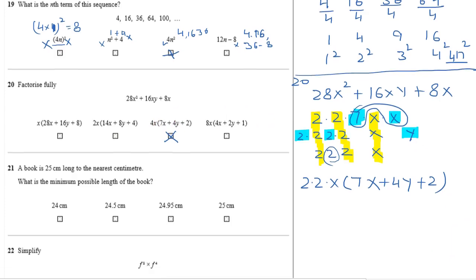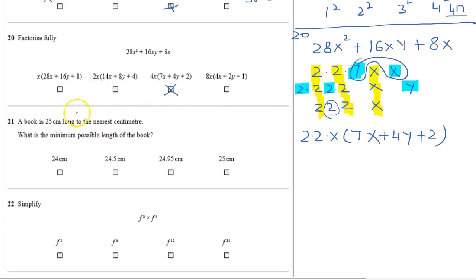A book is 25 centimeter long to the nearest centimeter. This is 25. It means if the book is up to here, that is 25.5, and if the book is up to here, that is 24.5. What is the minimum possible length of the book? I told you, the minimum is this, the maximum is this. So that is 24.5.